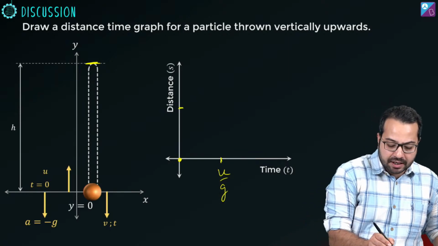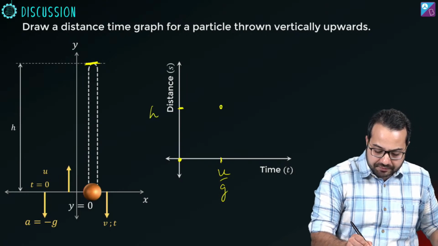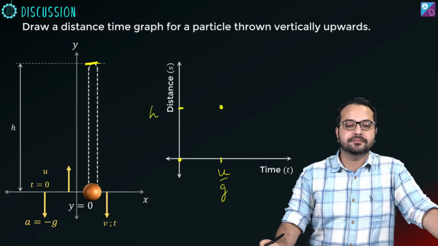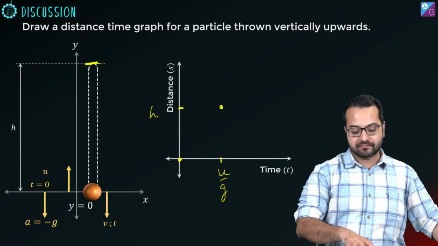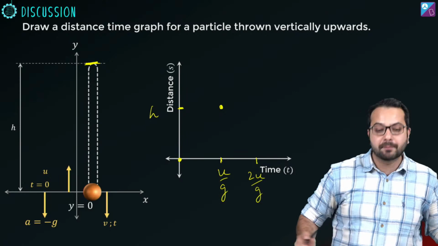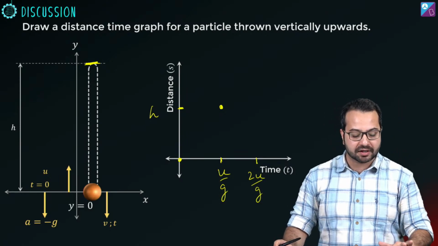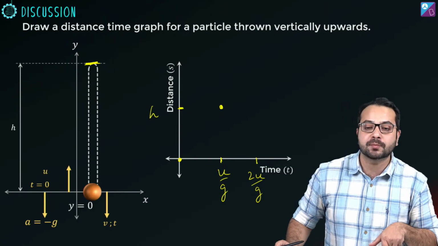Then what is the distance covered? The distance covered is h. Matlab we know this point. ठीक है? Correct? Okay. Now after the time of flight has been completed, after 2u by g, which means that the particle has come back to its original position.